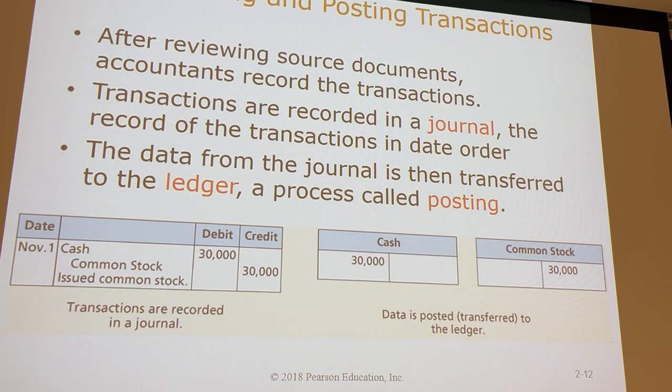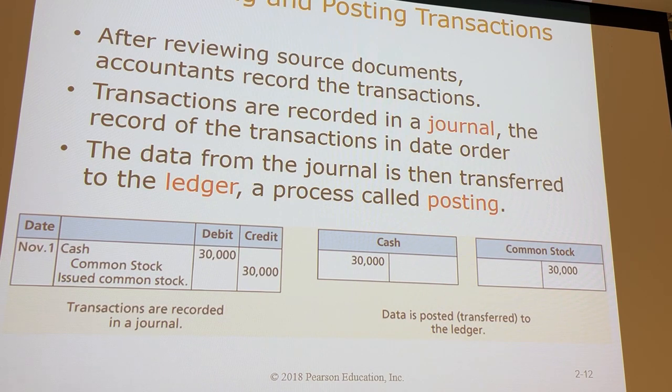Okay, when we are recording our transactions, what we do is we first look at source documents. And source documents are anything that gives us a record of the transaction. So it might be sales invoices, it might be bills that we've received from our vendors, it might be a cash register tape, it might be a check that was written, but it's something that documents exactly what the transaction was.